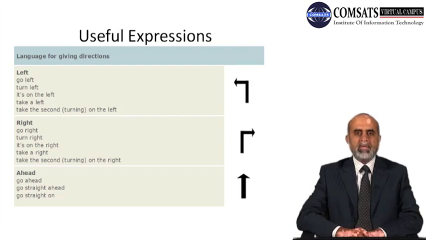For right, we can use pretty much the same structures. We can say go right, turn right, it's on the right, take a right, or take the second turning on the right. Okay. And for ahead, we can say go ahead, go straight ahead, go straight on. Of course, this list is not exhaustive. These are merely the basic sentences that you can start with, and gradually you can practice more complicated, more complex sentences.